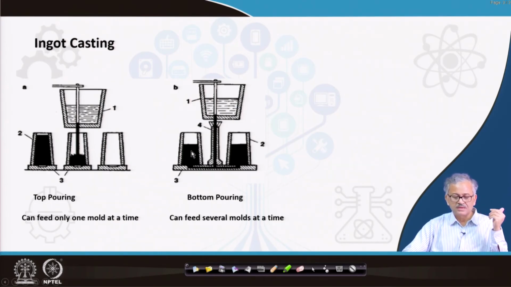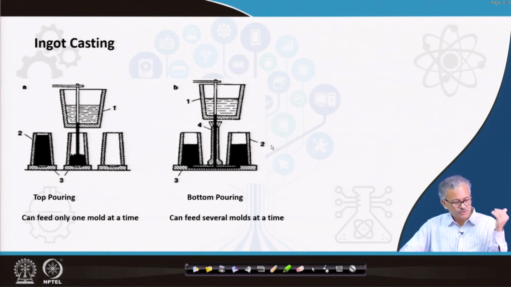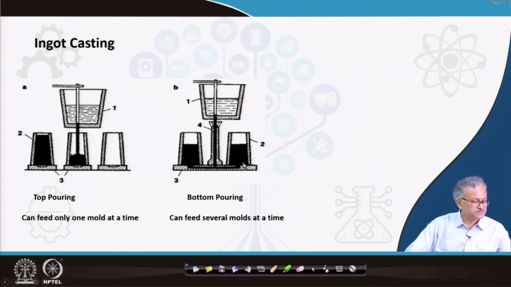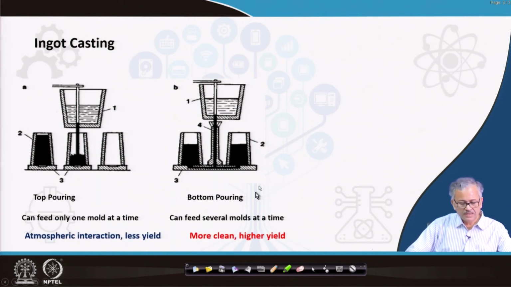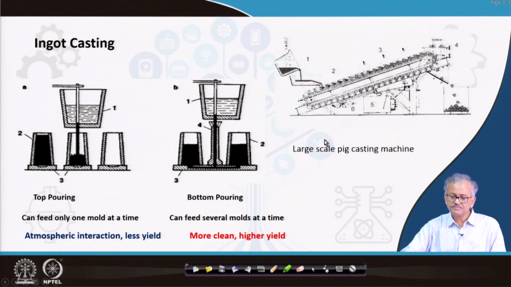And the second thing is that since it is fed from the bottom, hot liquid is there at the bottom, so the last liquid to solidify is not here. As a result, you can have a smaller shrinkage cavity. So your yield is more in this case. Here there is a lot of atmospheric interaction and less yield. Here you have cleaner steel and a higher yield.